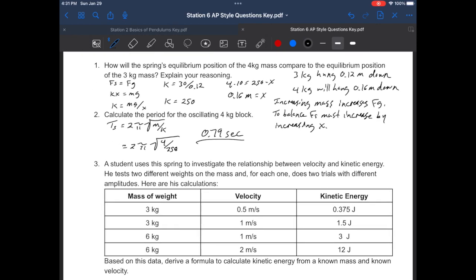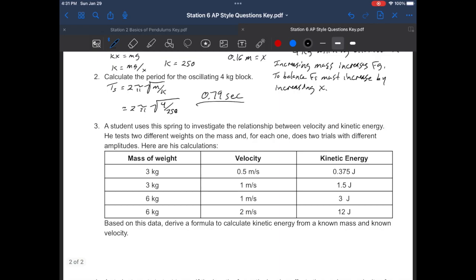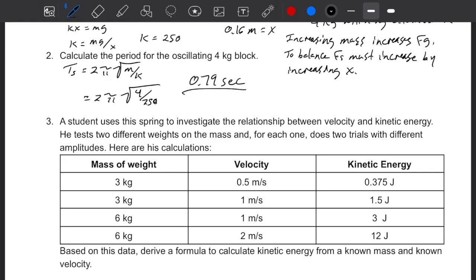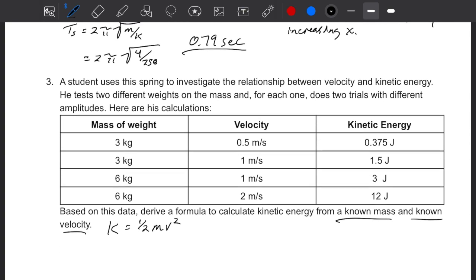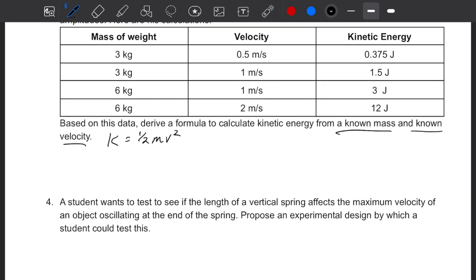Now they've given us a big table. Looks like they varied the mass, and with each mass they had two trials, and they're comparing the velocity to the mass and the kinetic energy from that. And it says, based on this data, derive a formula to calculate the kinetic energy. So we want a formula to calculate kinetic energy from a known mass and a known velocity. Sorry, don't we already know that formula? Kinetic energy is equal to 1/2 the mass times the velocity squared. If we know the mass and we know the velocity, we can use that formula to calculate the kinetic energy. That wasn't so bad. A lot of information for such an easy question.